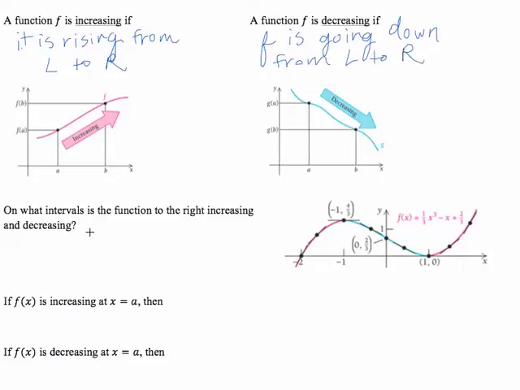So, for example, here's a real simple function on the right. On what intervals is this increasing and decreasing? Let's put an arrow here and assume it keeps going in those directions, which it does because it's a cubic. It's increasing where it's going up as we go from left to right. So from negative infinity, it's going up, up, up, all the way to x equals -1. So it's increasing from negative infinity to -1.